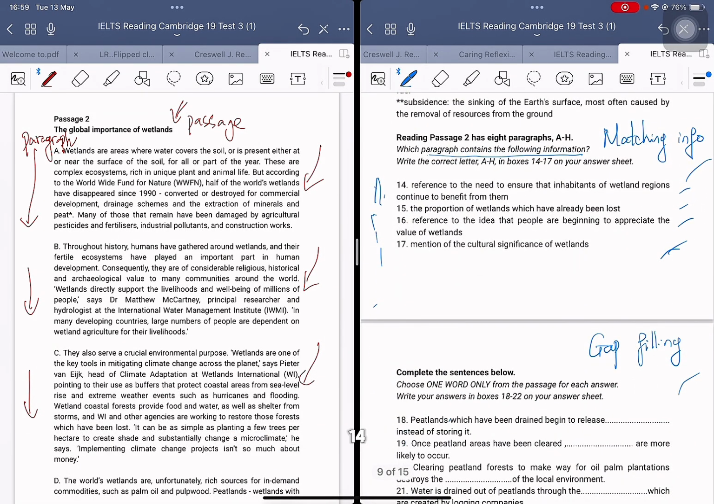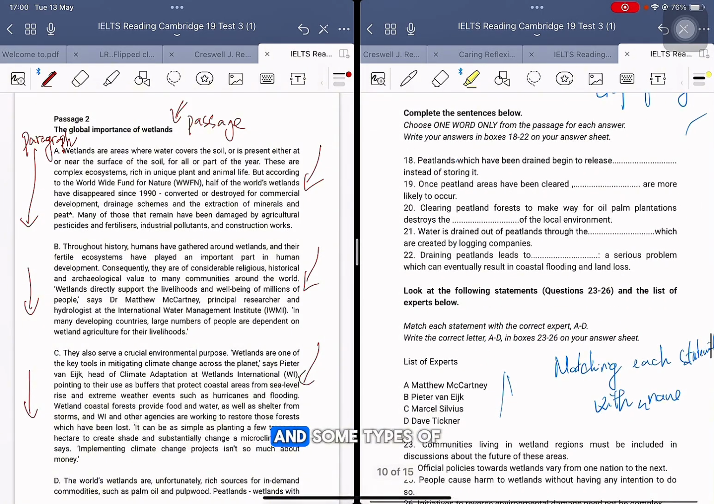For example, 14, exactly the same, the reference to the need to ensure that habitats of wetland regions continue to benefit from them, or maybe here proportions of wetlands which have already been lost. Here that people appreciate the value of wetlands and the cultural significance of wetlands, okay? And some types of questions here as well.